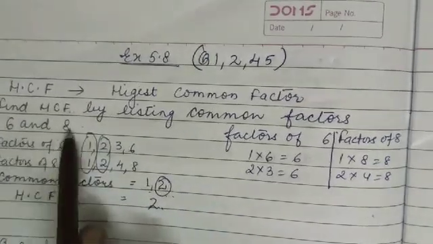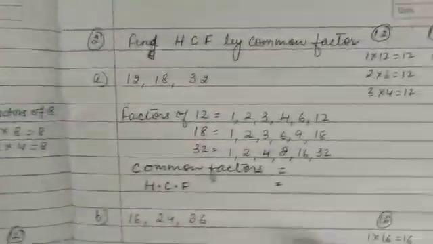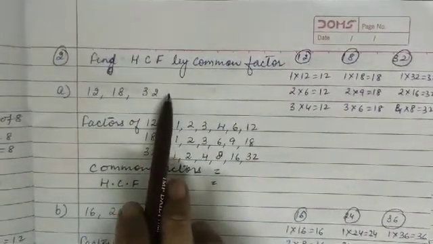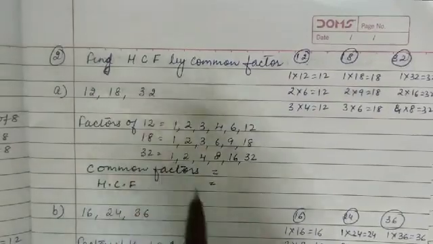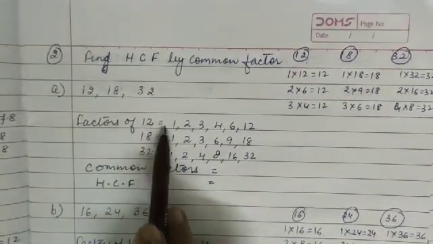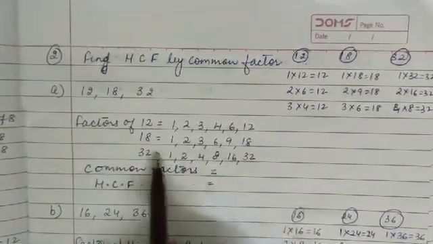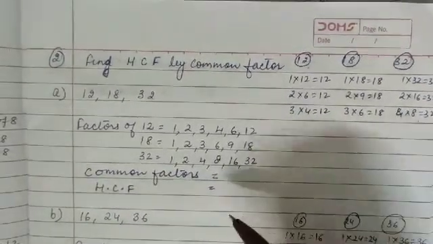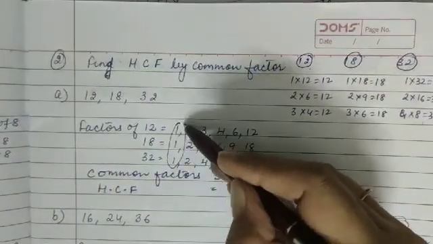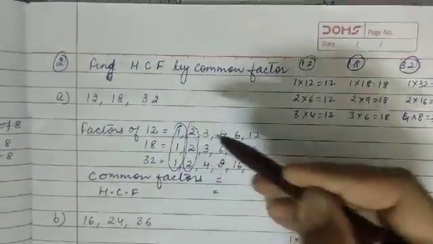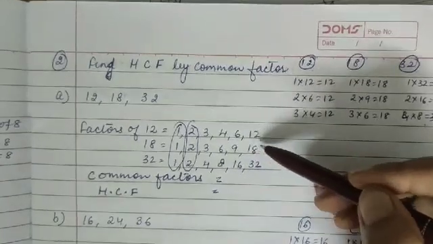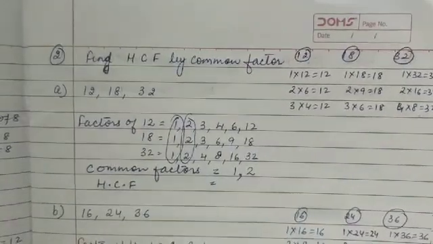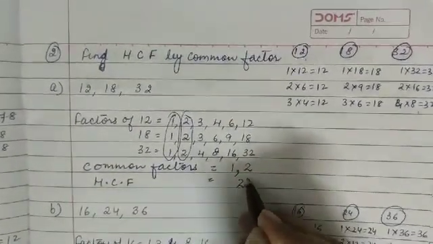Clear? Here they have given 2 numbers only. Now the next question, again the same method we will follow. They have given 3 numbers: 12, 18 and 32. First of all we will find the factors of 12, factors of 18, factors of 32. Now the common factors are only 1 and 2. So the highest common factor will be 2.